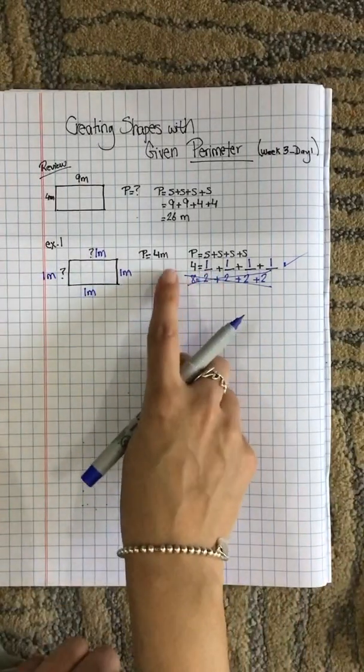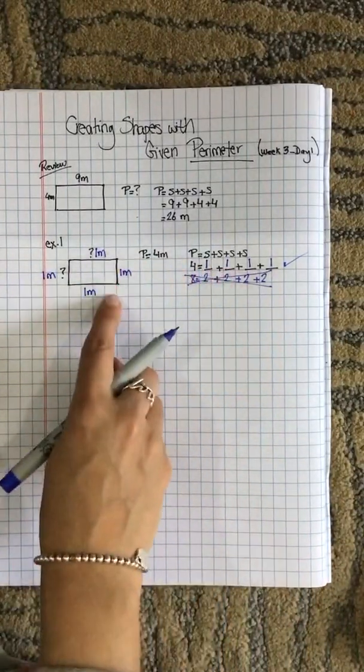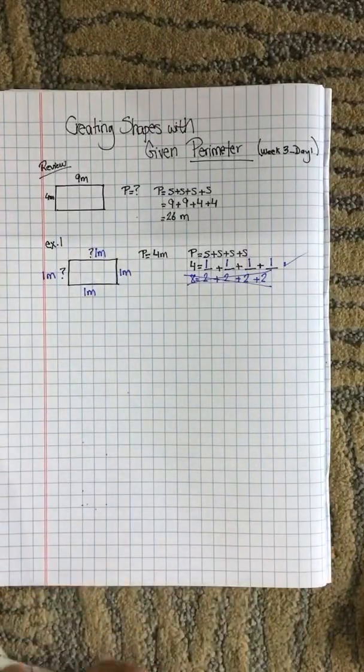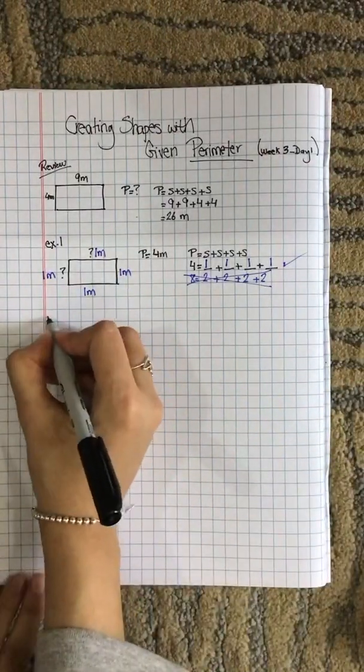So we're using our equation for perimeter to help us find the sides, but it's just reversed. Okay, let's do another one. Example 2. We'll do maybe 2 or 3.